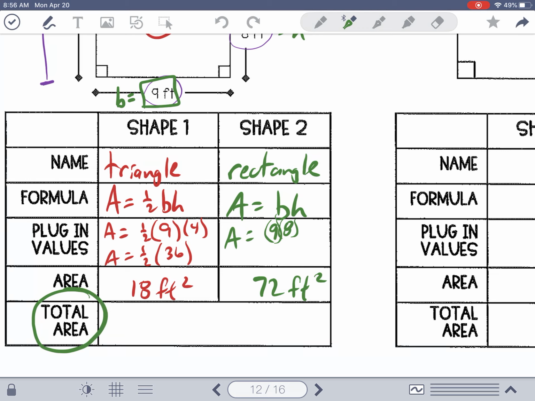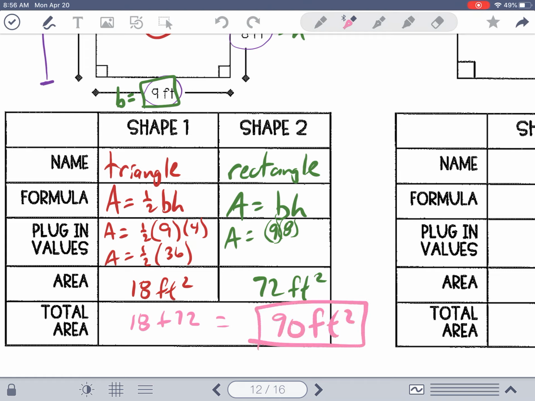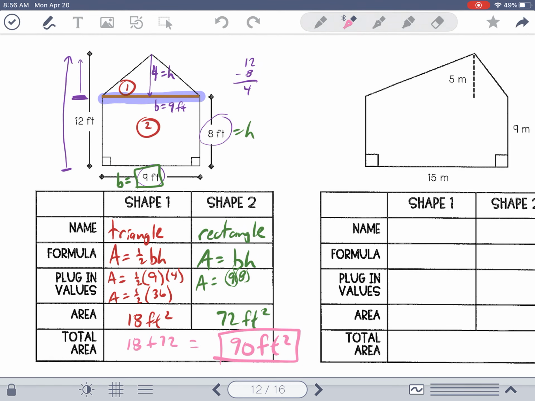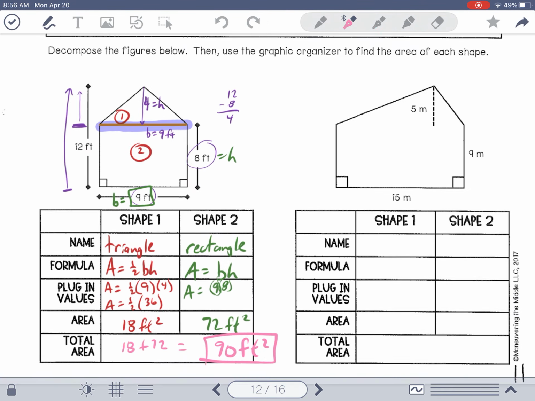Now the total, when you combine those two, is going to be 18 plus 72, which gives me, very good, 90 square feet. That's how you find the area of a composite figure. As you go through these problems, you've got to break each of these larger figures up into the smaller shapes and figures that you are familiar with. That's an example of a composite figure.